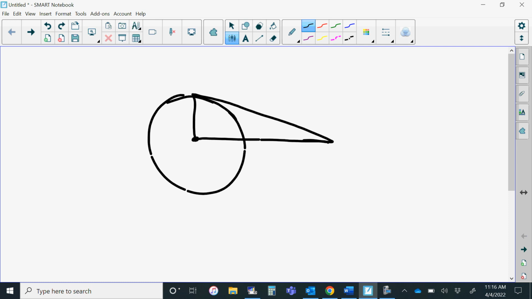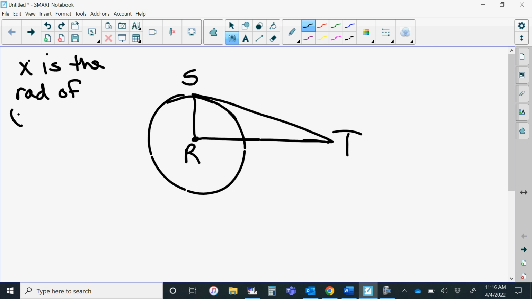All right. So we've got this up here, and now I'm going to tell you some information. This is S. This is T. We are calling this circle R. And I'm going to tell you the radius. X is the radius of circle R. We haven't gone over that, but that is the symbol for circle. You'll see a little dot with a circle around it. That is to represent that they're talking about circle R. So X is the radius of circle R.